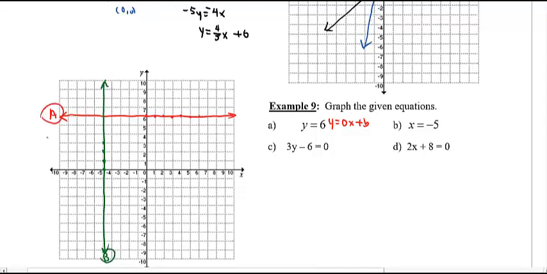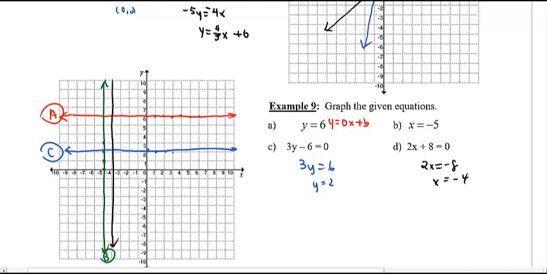And then ultimately for parts C and D, you have to do a little bit of quick algebra, but nonetheless, I know you can do it. 3y equals 6, so y equals 2. So here we go. And finally, this one, 2x equals negative 8, x equals negative 4. So right here, a vertical line next to the one in B.